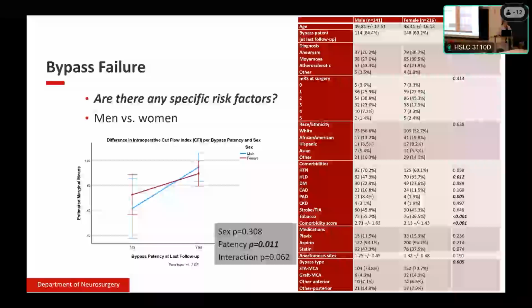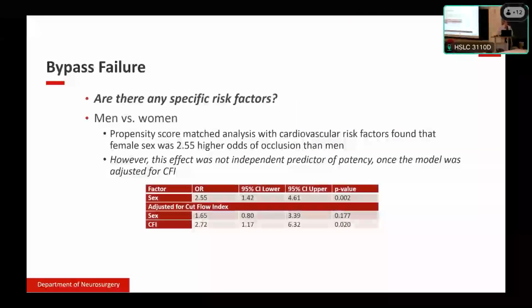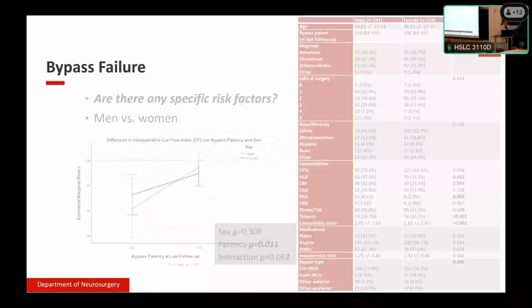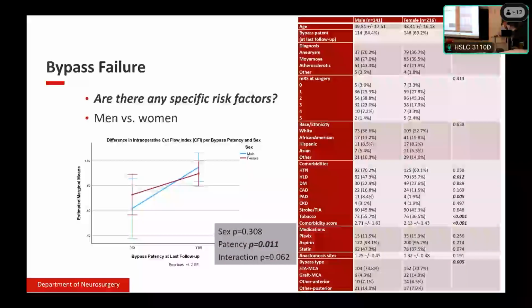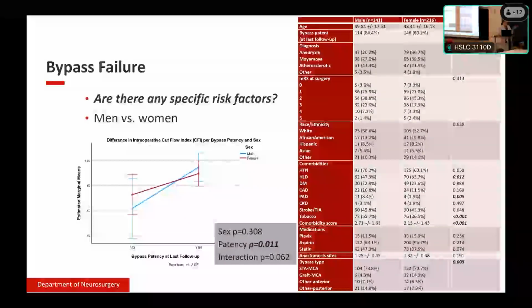So then doing a two-way ANOVA to try and parse this out a little bit more, looking at men and women versus patent and not patent bypasses and the cut flow index. Essentially, there is a difference between patency. So yes and no, the cut flow index is different. However, there is no interacting effect there. It was almost significant, but not quite. So those lines are not statistically different from one another.